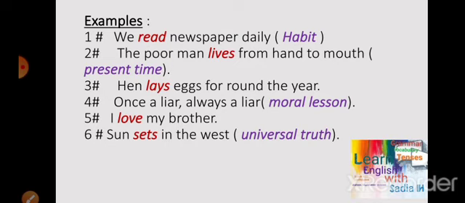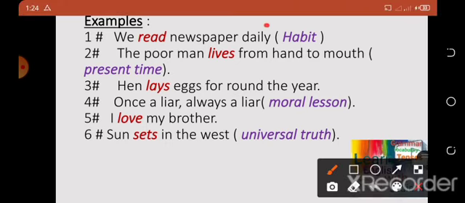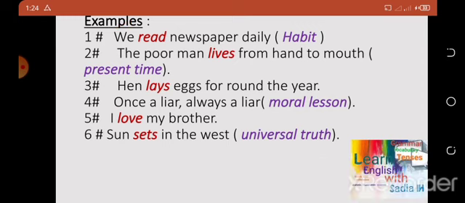Now coming towards the examples, we have to discuss them in detail. Like, we read newspaper daily. You are analyzing the word daily. This is describing the habit that somebody is reading the newspaper on a daily basis. So it is describing that it's a habit. And whenever we use habit, we have to use present indefinite tense. You are also analyzing that with the subject we, we never add s with the verb. There is no s with the verb read.